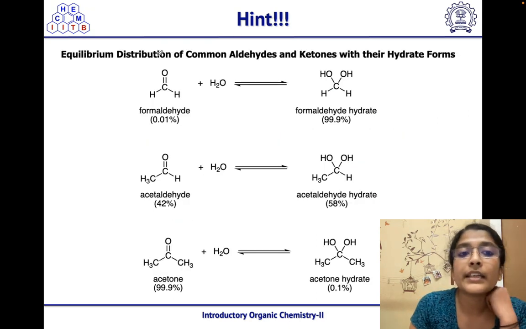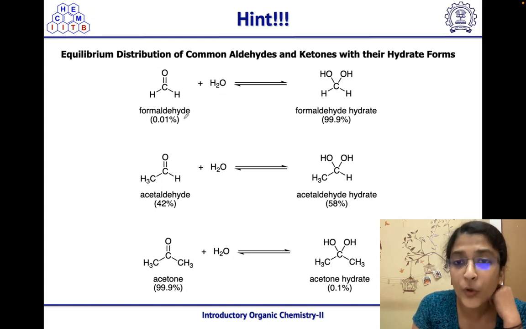And here are some equilibrium distributions of some common aldehydes and ketones forming hydrates. In the case of formaldehyde, the electrophilicity at this carbon center will be more, because these are two hydrogens, and that does not affect the electrophilicity at this carbonyl center. So it can easily react with water and form this formaldehyde hydrate.